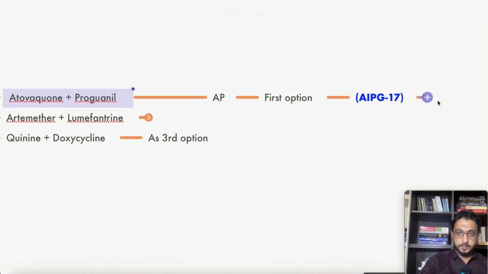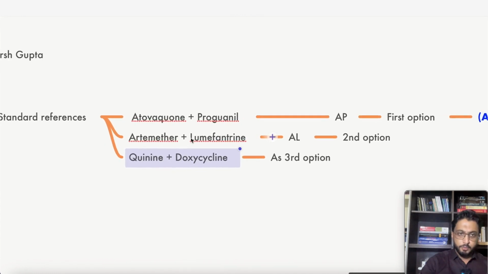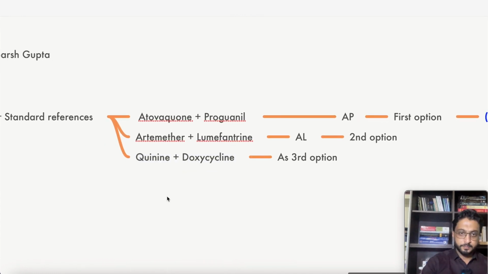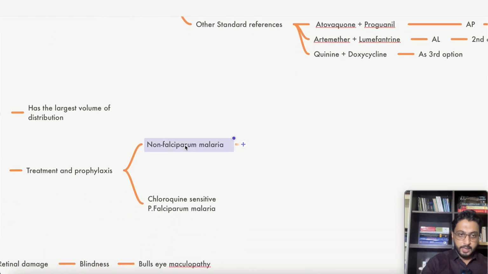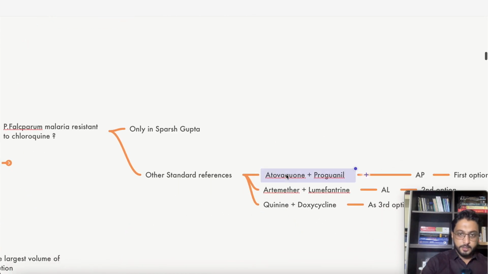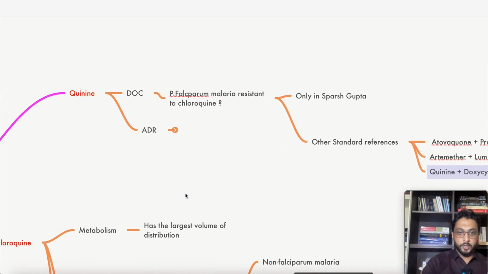The first option drug asked to you in 2017. The second option you've got is AL, that is artemether lumefantrine. This is the second option. The third option is quinine when combined with doxycycline. So you must know that chloroquine is used in non-falciparum malaria as well as chloroquine-sensitive. If it is not sensitive, the first drug is atovaquone proguanil. The third choice is quinine with doxycycline.